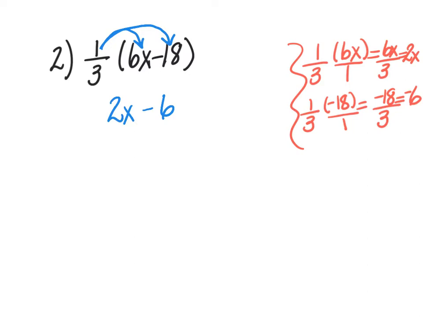Another way I can think about this is as distributing division. I can do that in this case because the numerator of this fraction is 1. Whenever your numerator is 1, you can think about it as just distributing division. So I would say 6x divided by 3, again, is 2x, and then negative 18 divided by 3 is negative 6. So you can see that each way I looked at it, I got the same result. Again, you can only distribute division when your numerator is 1.